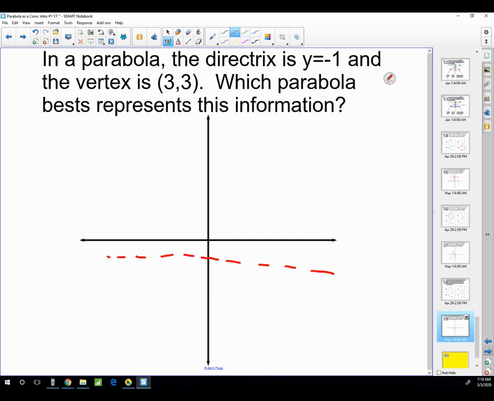Y equals negative 1, that's the directrix. That means our parabola has to open up or down. The vertex is 3, 3, 1, 2, 3, and that's the vertex. Have to pay attention, it's not the focus. And so it would be something like that. The focus would be up here, and we could find that, and we will find that in the future.